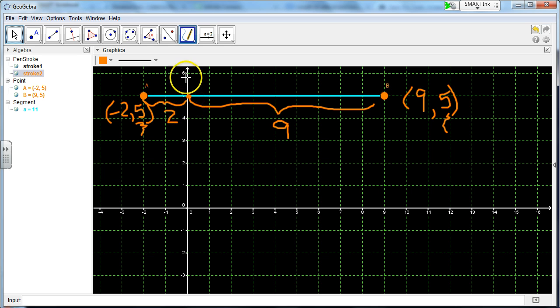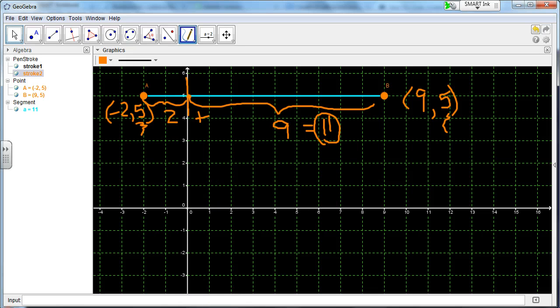So this segment, isn't it really going to be the length of this left segment and then add to it the length of this right segment? So really, this segment has a length of 11 units. So how do we get 11 based off of our endpoints, this 9 and -2?